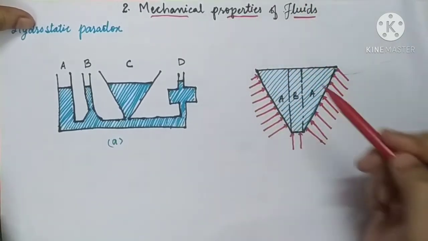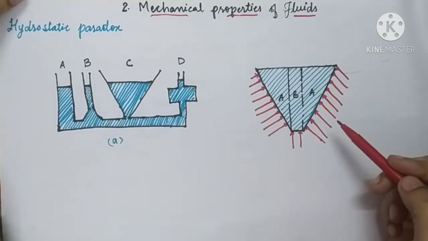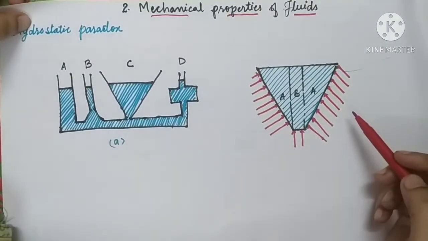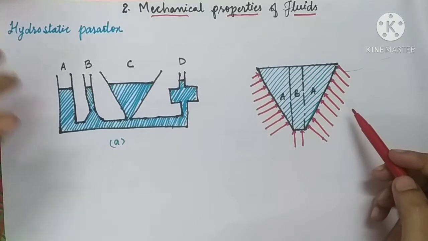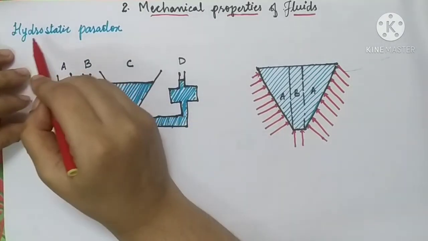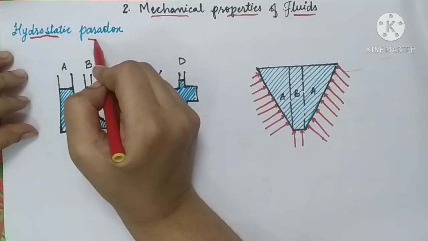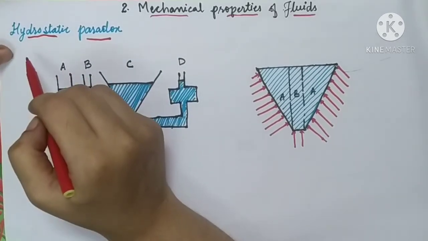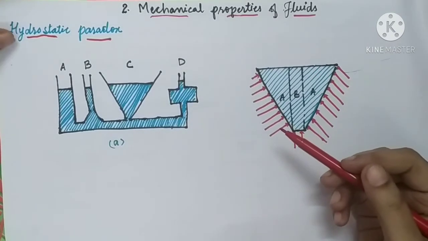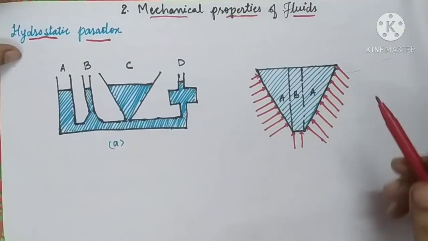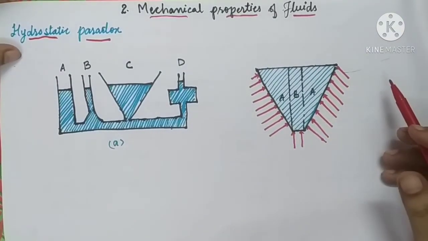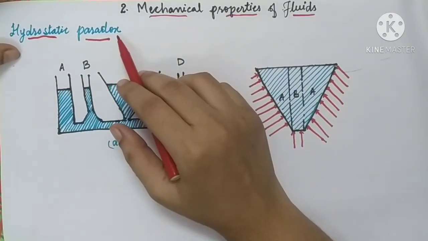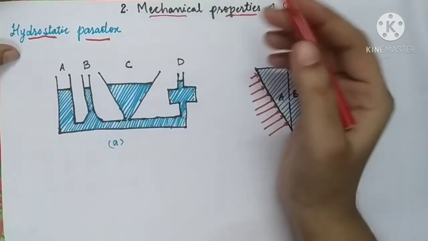In the last lecture we studied about atmospheric pressure and how it is calculated. Now let us study further into the topic. Our next topic is hydrostatic paradox. What is hydrostatic? You are all aware of it. Hydrostatic is nothing but the study of fluid at rest. And paradox is contradiction. Let's see what it indicates.